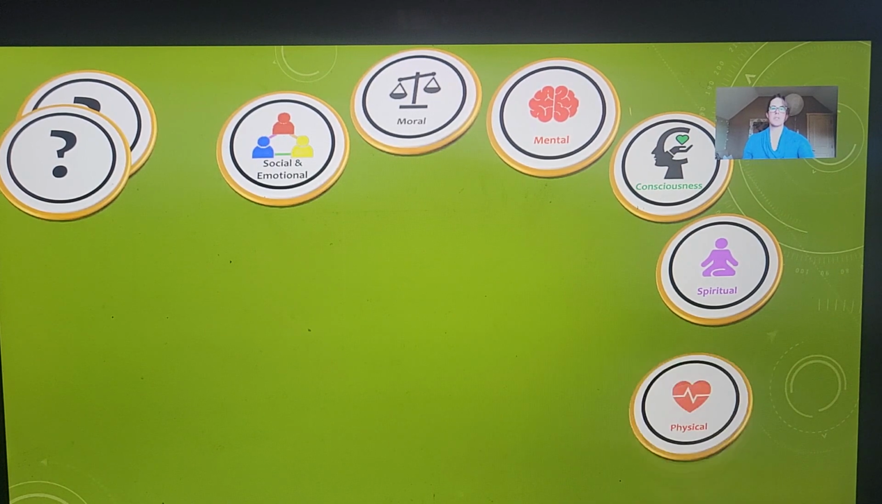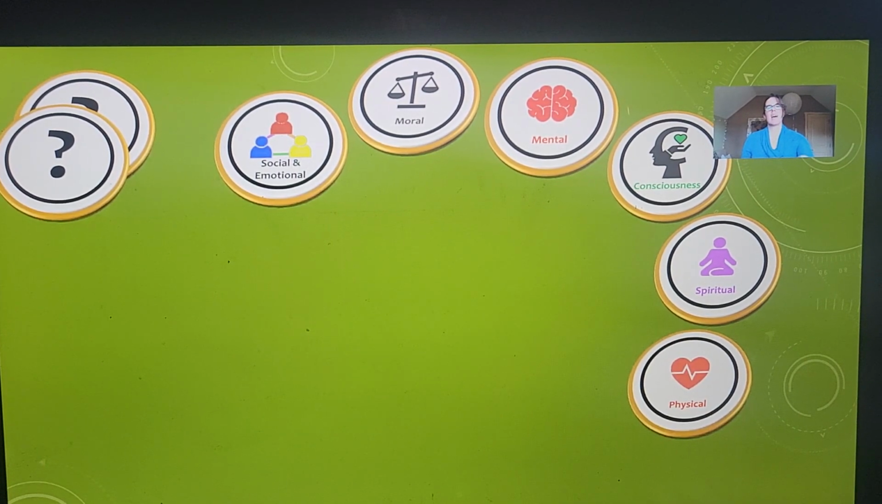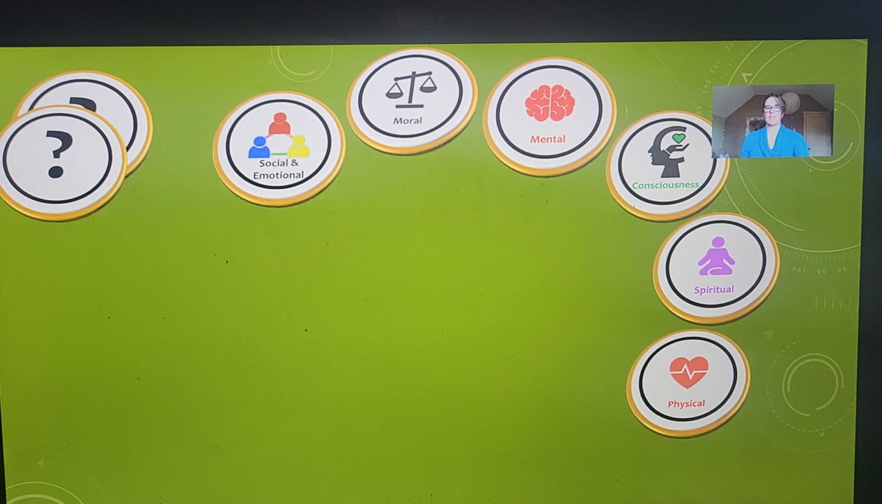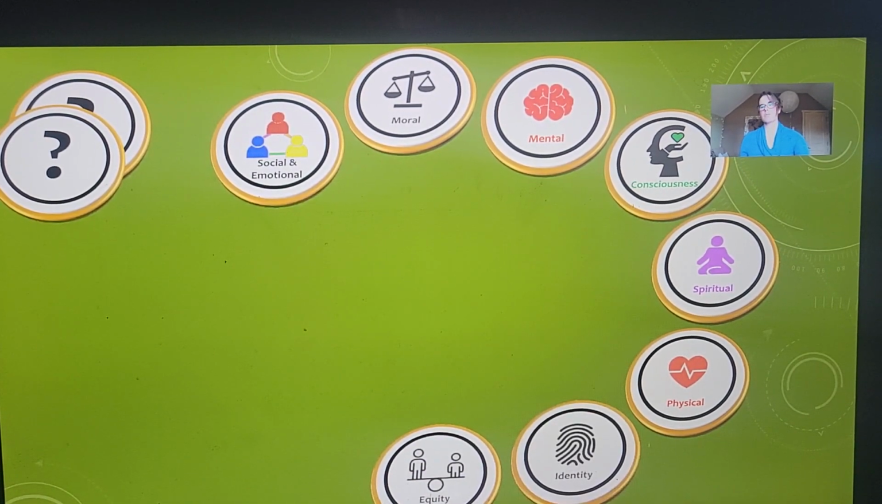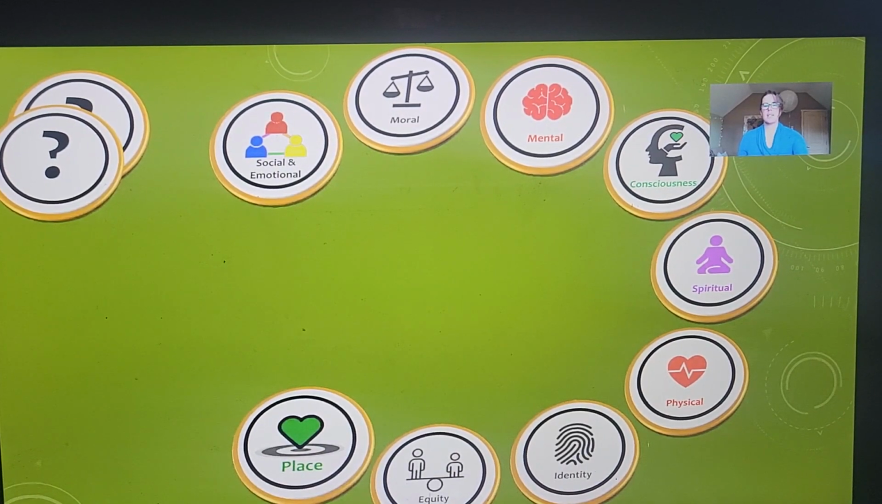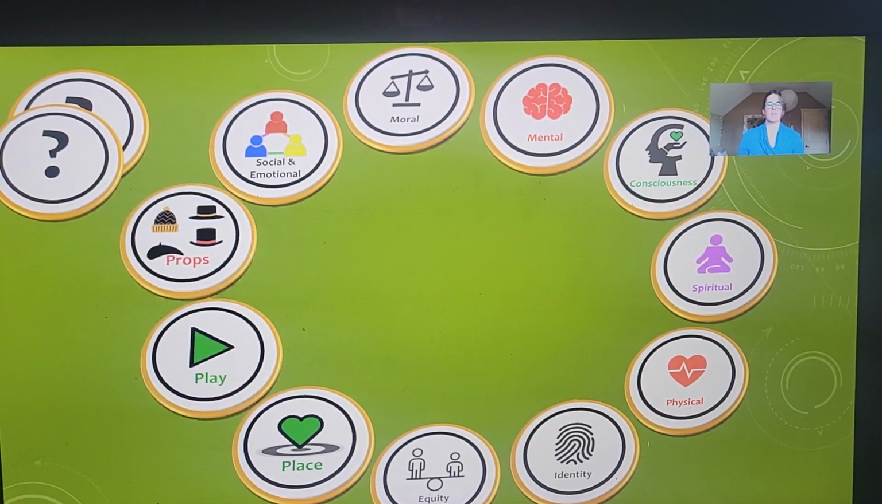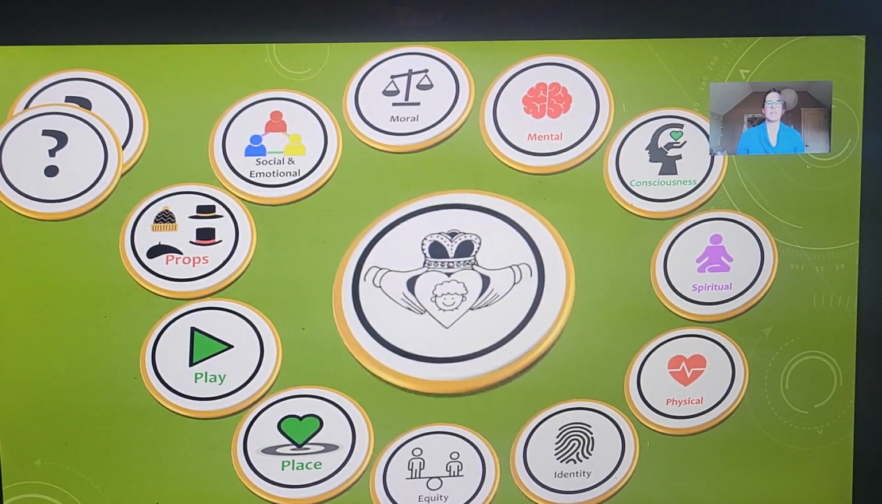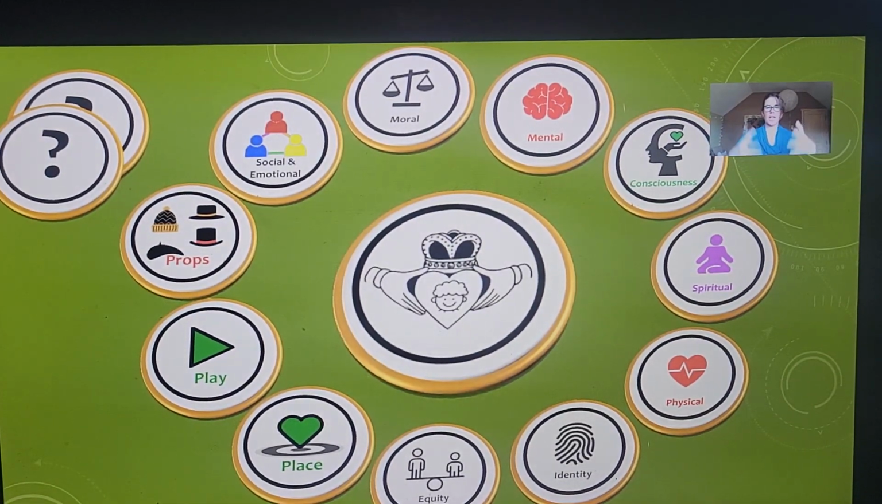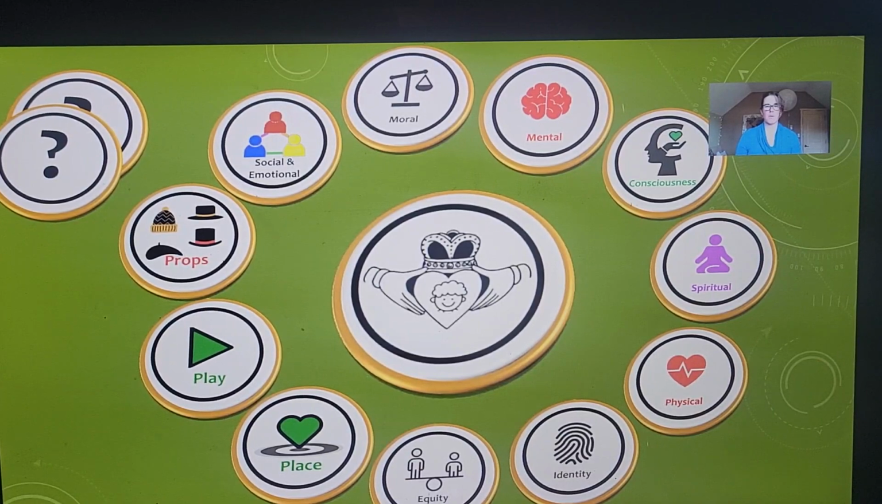So we've got social and emotional skills, we've got their moral response to things, we have their mental engagement, we have consciousness, we have spirituality, we have their physical engagement, they have identity, we work on equity, we talk about a sense of place, we talk about how they play, we talk about props. And ultimately, it's all for that child. So I just want to bring you into that central picture for a moment.